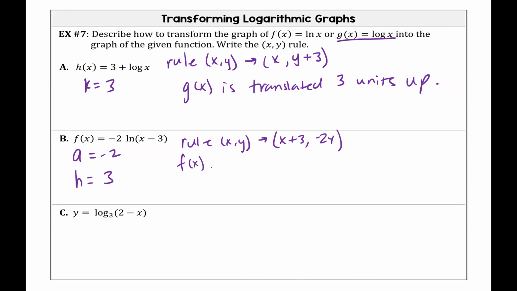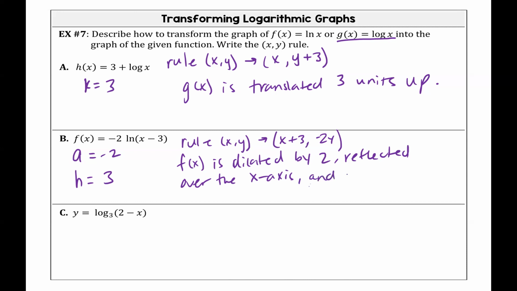There we go. So f of x is, I'm going to write it as a dilation instead of stretch, dilated by 2, reflected over the x-axis. And what's the last thing? And shifted right 3 units.